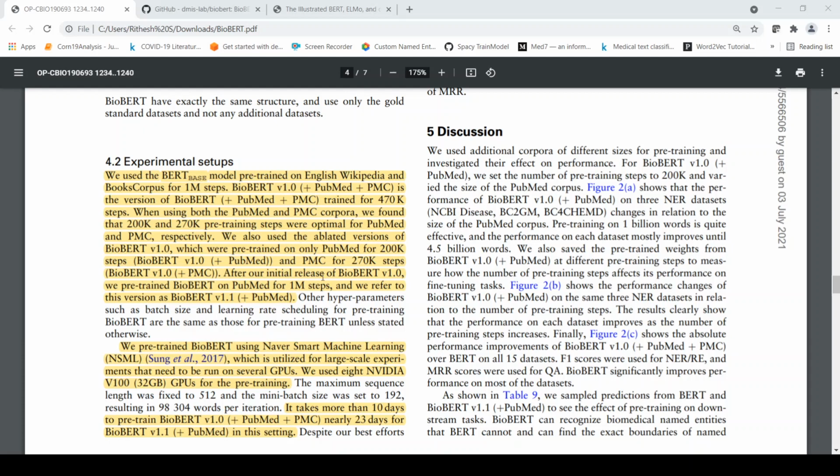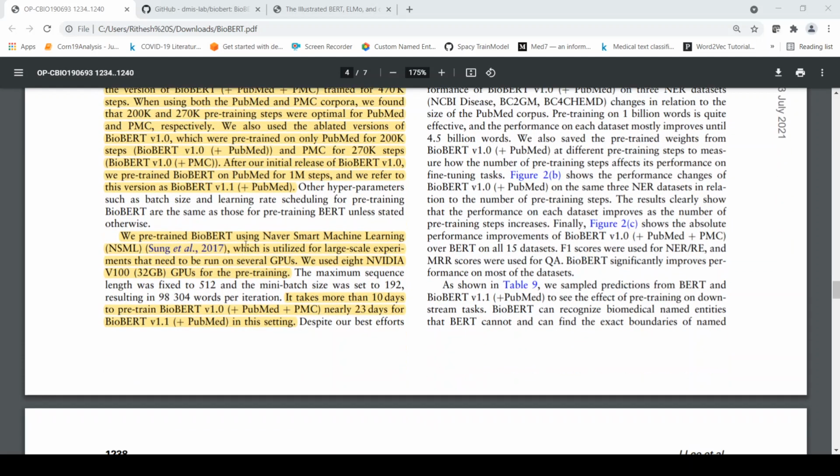So after the initial release of BioBERT v1.0, okay, they have also pre-trained BioBERT on PubMed, the 1.0 model, for 1 million steps. So 1 million steps, and they call that BioBERT v1.1. Okay, which has been pre-trained on PubMed. Okay. So to train such a model, you require a lot of GPUs.